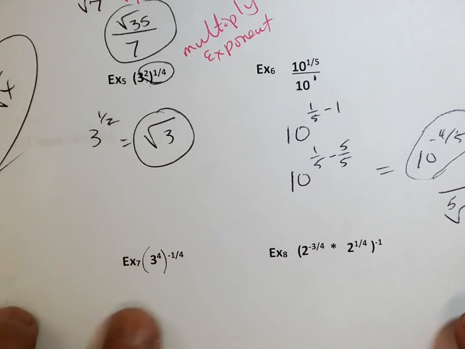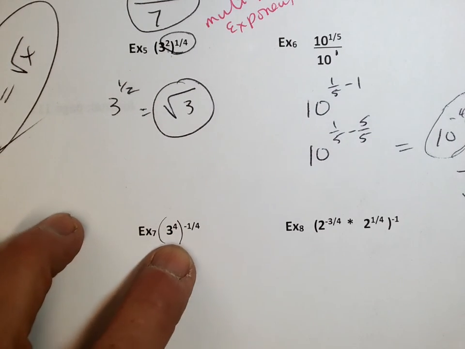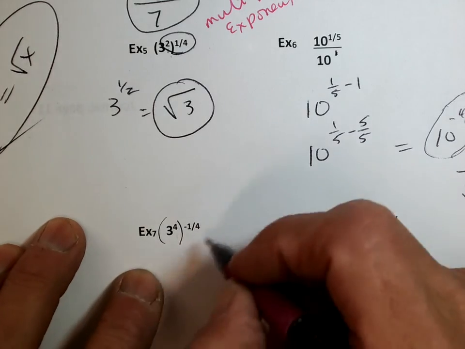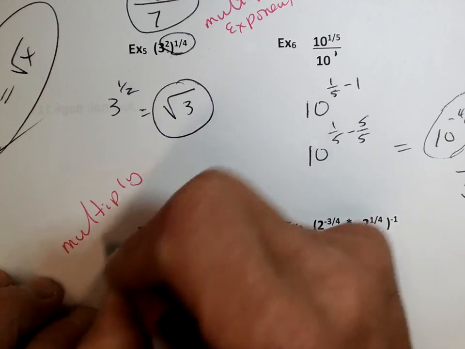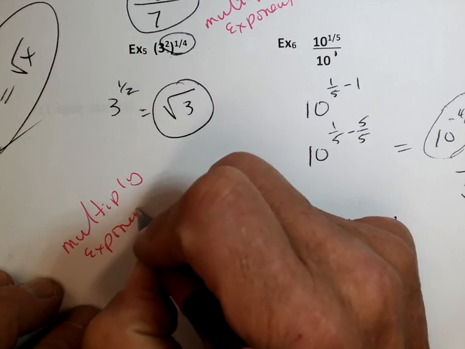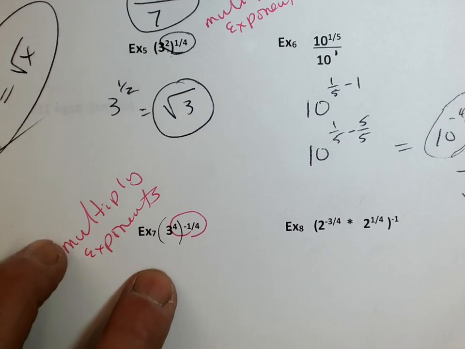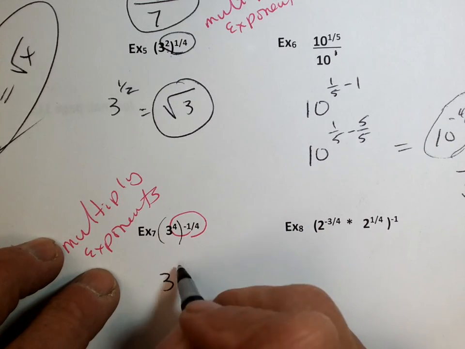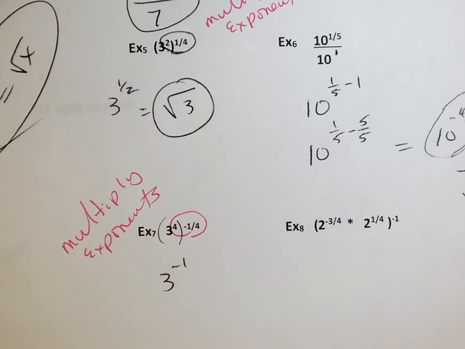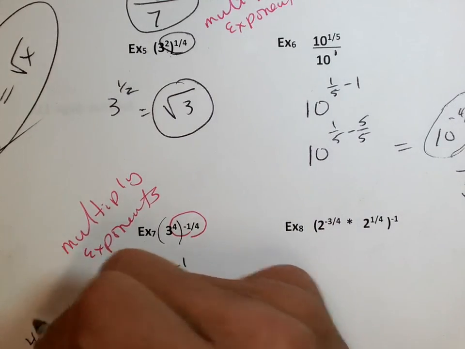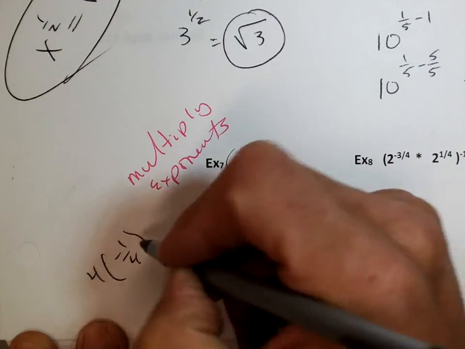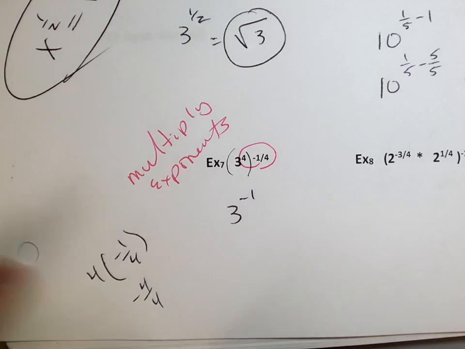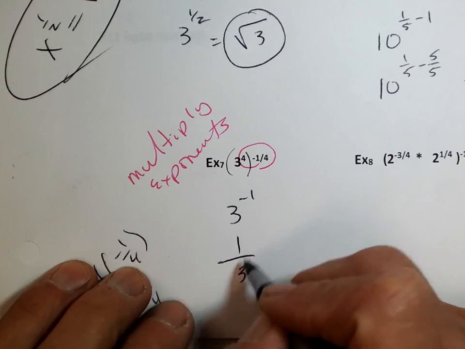Example 7, let's do the same thing, right? Didn't we multiply exponents? Am I going too fast? Okay, let's do the same thing. Let's multiply exponents. All right, I can do that. I'm going to get a 3 to the negative 1. Yes. Okay, because on the side, if I went 4 times a negative 1/4, I get a negative 4 over 4, which is negative 1. Nice job, Caden. And then I might rewrite that as 1 over 3.